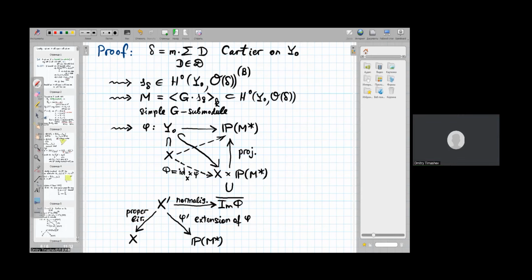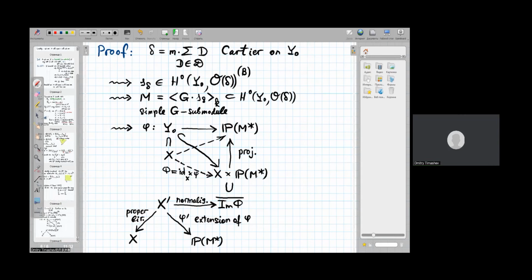The projection, so it is a basic statement in algebraic geometry that the projection along a complete variety is a proper map. Okay. In particular, it is closed.